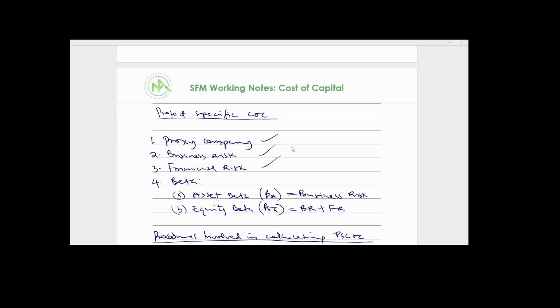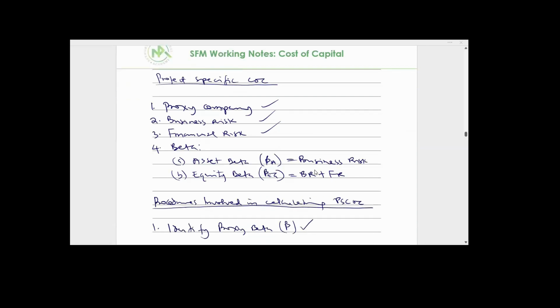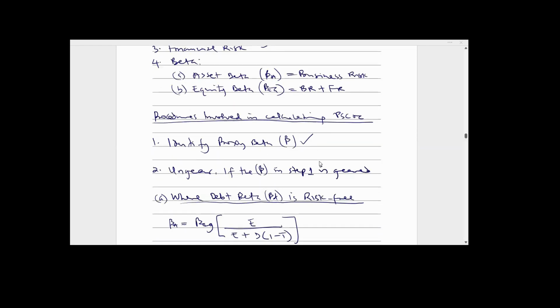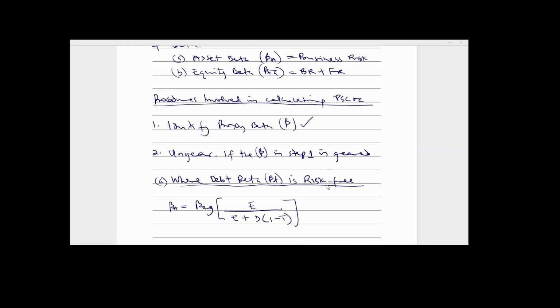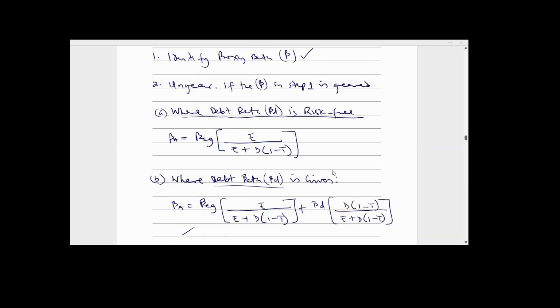Okay. Yes, like I mentioned, this is what I just re-emphasize again. Last time I defined for you what a proxy company is all about. Then we talked about business risk and financial risk. Then we defined what beta is. And I said that there are 2 types of beta, asset beta and also equity beta. Then I provided the procedures for calculating project-specific cost of capital. So these are the things I just mentioned to you.